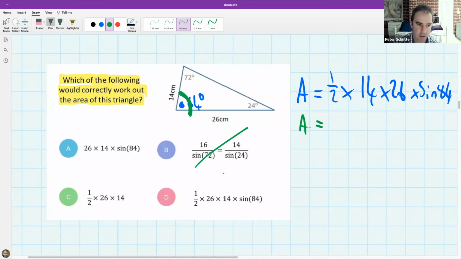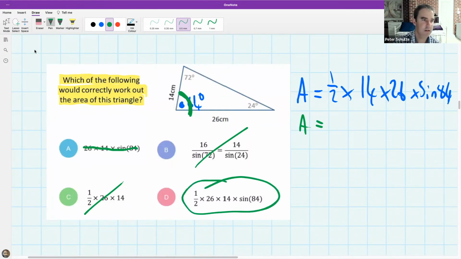It can't be that one. That one doesn't have a sine, so it can't be that one. It might be this one, but it's missing a half, which means the answer must be D.